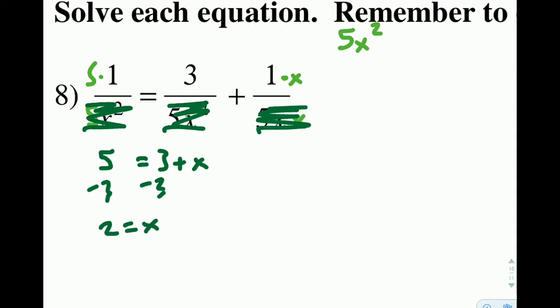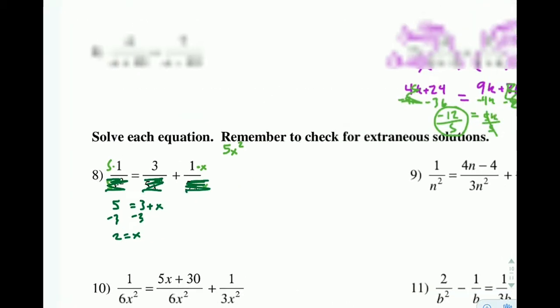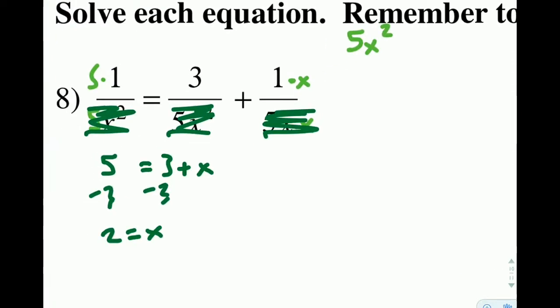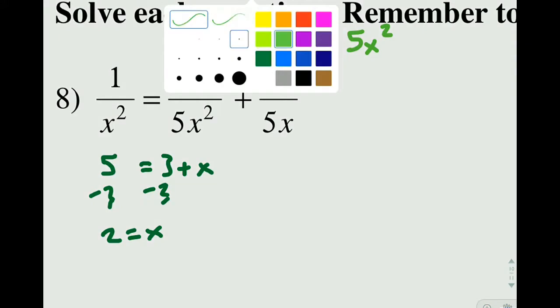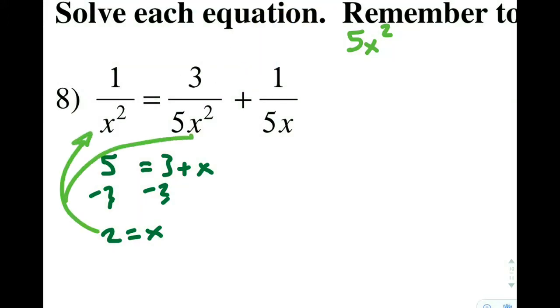Now here's what's weird about these problems: whenever you have squareds going on in the problem, at some point you need to do something called checking for extraneous solutions. So we need to go back to our original problem, and we need to plug that 2 back in everywhere we see an x. So let's go ahead and try that. Everywhere we see an x. So if I plugged in an x squared down here, that's going to be 1 over 2 squared, or 1/4.